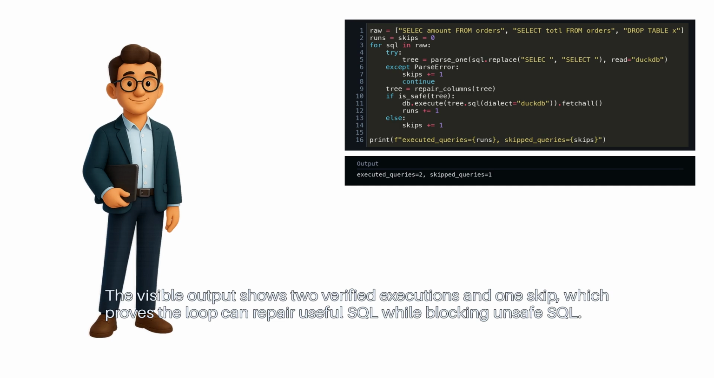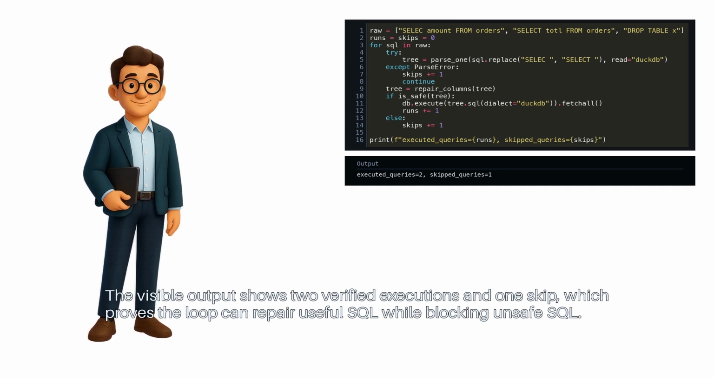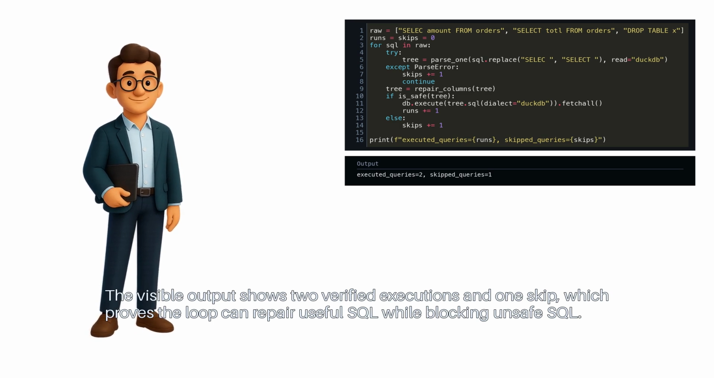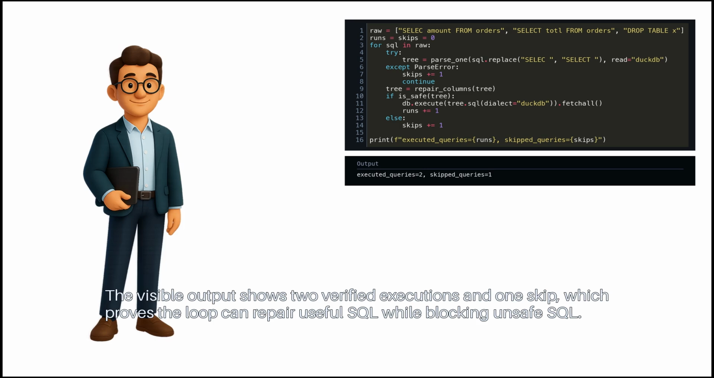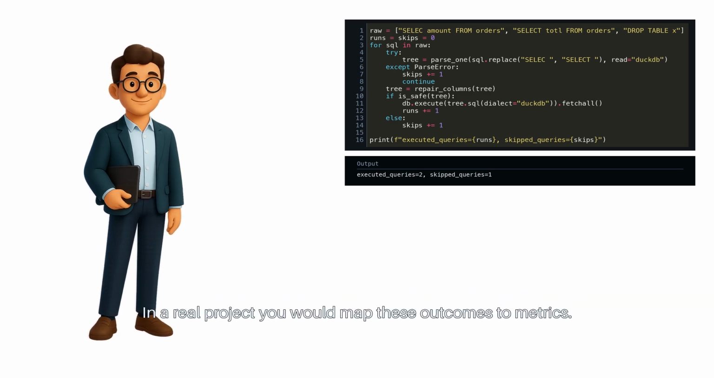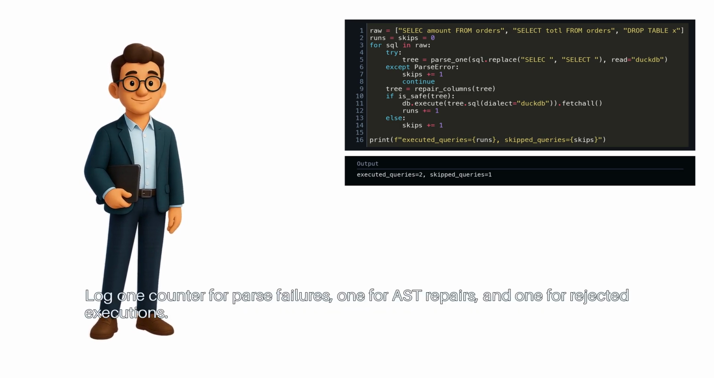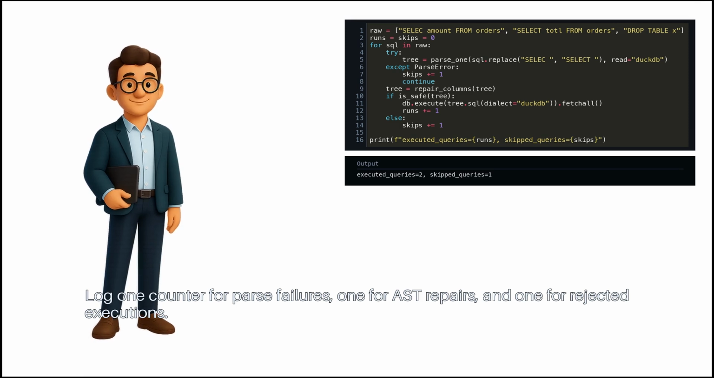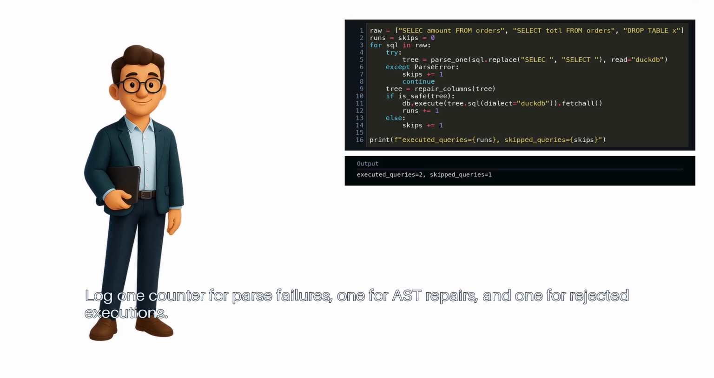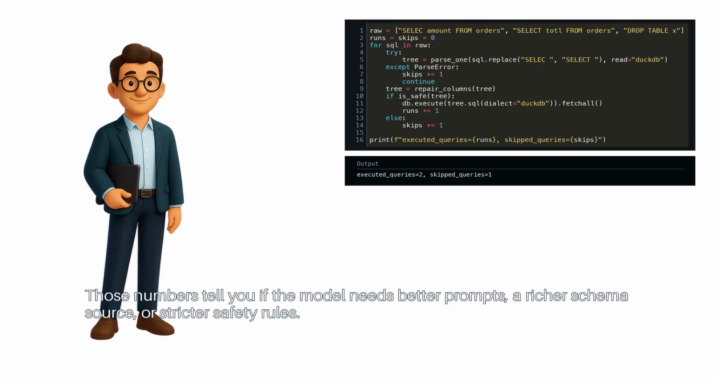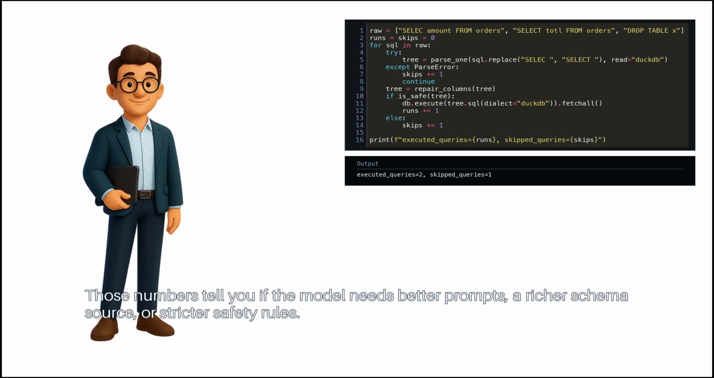The visible output shows 2 verified executions and 1 skip, which proves the loop can repair useful SQL while blocking unsafe SQL. In a real project, you would map these outcomes to metrics. Log 1 counter for parse failures, 1 for AST repairs, and 1 for rejected executions. Those numbers tell you if the model needs better prompts, a richer schema source, or stricter safety rules.